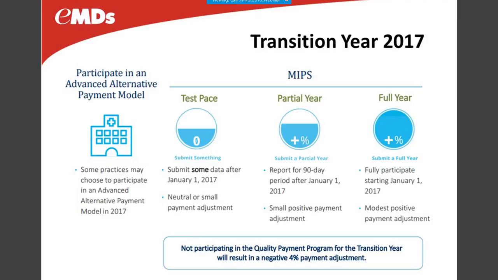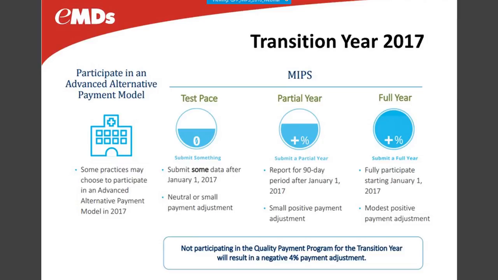In 2017, if you submit some data, and we'll go into more detail there, for the reporting year of 2017, you can neutralize the negative 4% payment adjustment, meaning you can make sure that you are not penalized, or you could receive a small positive payment adjustment.